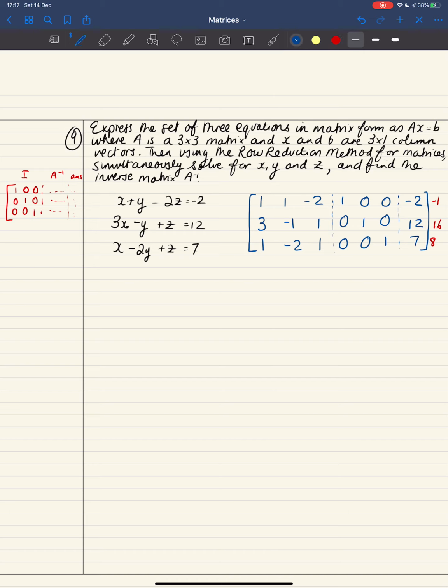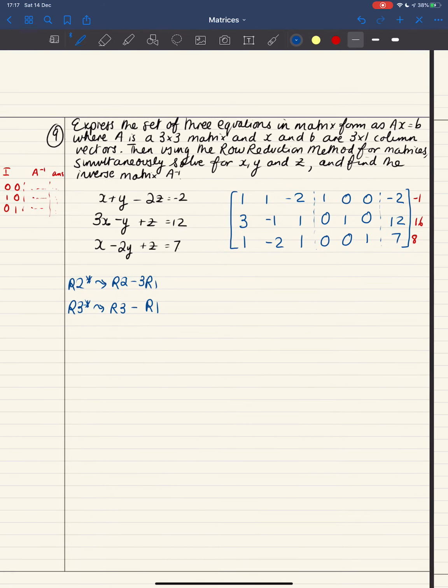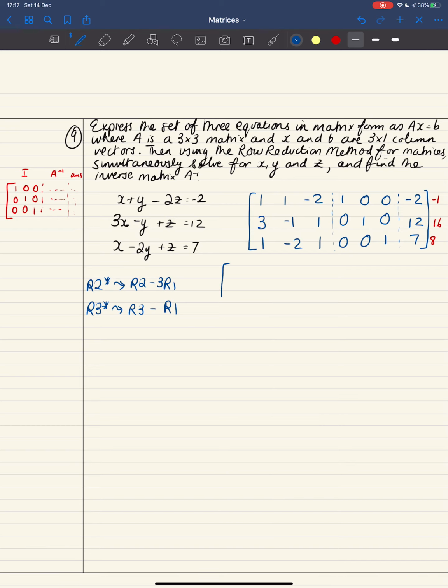Okay, so row 2 becomes the old row 2 minus 3 row 1. They're not the same as the previous one, no. And then the new row 3 is the current row 3 minus row 1. That's all I can do there. And row 1 stays as it is.